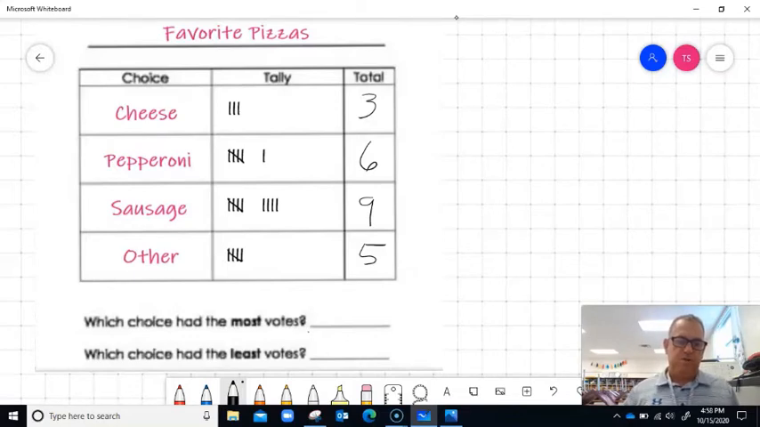We're going to answer these questions right here, and it says which choice had the most votes. So the choice that had the most votes was sausage. So we'll put sausage there. Sausage. And which choice had the least votes? Cheese had the least votes. So we'll put cheese right here in this blank.